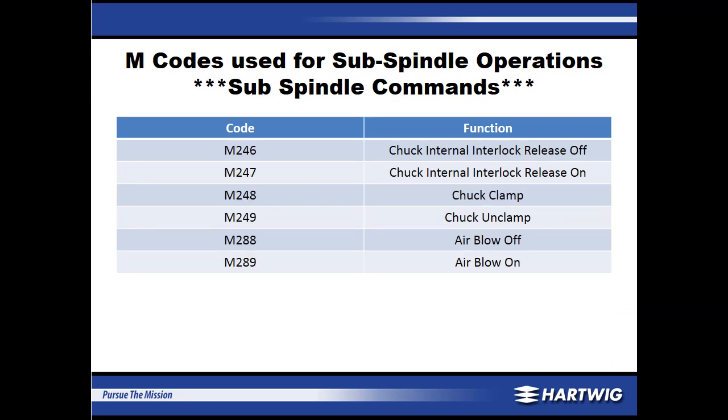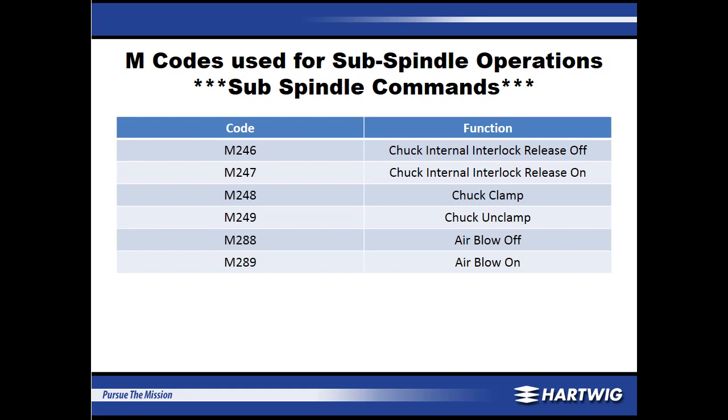These are the M codes associated with the subspindle during a part transfer. M246 and M247 allow the subspindle to rotate while unclamped. Then we have our chuck, clamp, and unclamp for the subspindle, and our air blow on off for the subspindle.